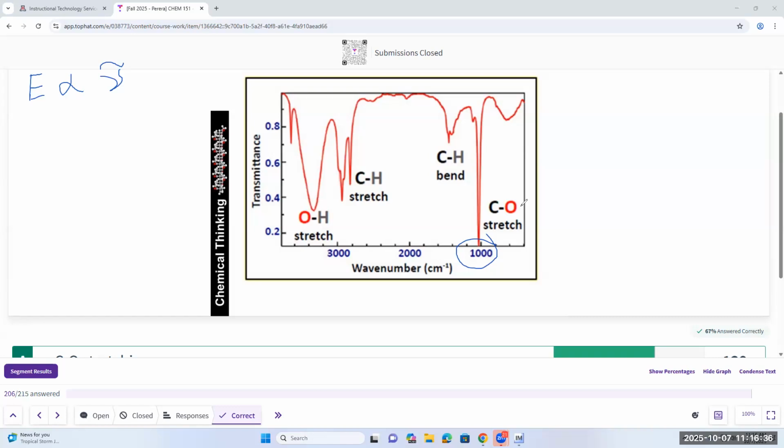What questions, concerns, comments do we have at this point? Anything? I know some of us flipped this, but remember the relationship: energy is directly proportional to the wave number. Higher wave number means higher energy. Just like frequency, higher frequency means higher energy. Just like that, higher wave number means higher energy. All right. Any questions at this point?